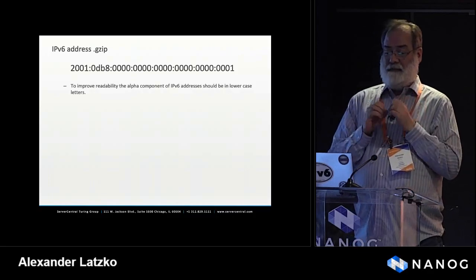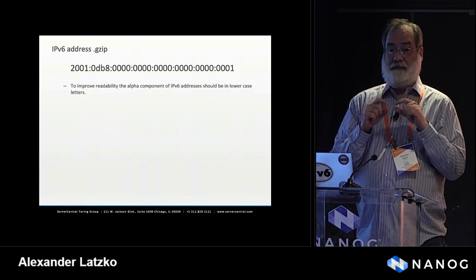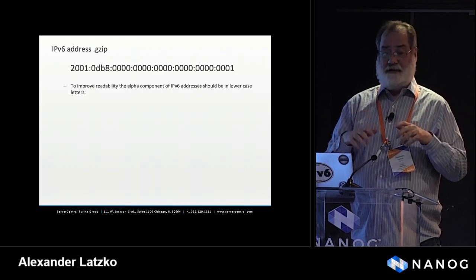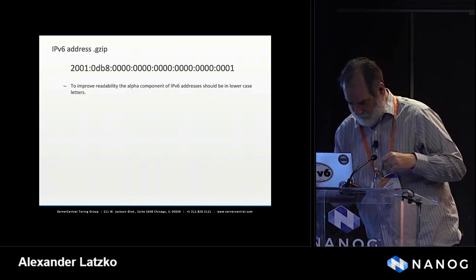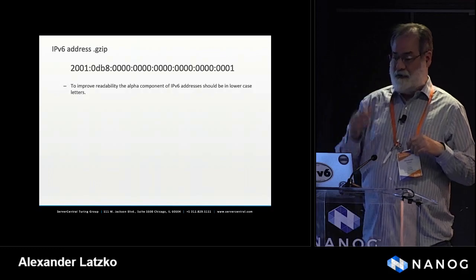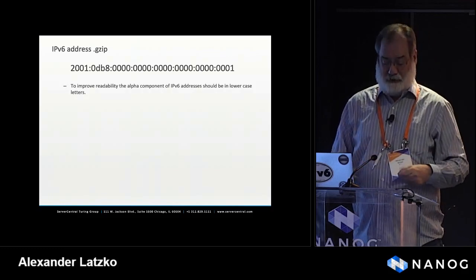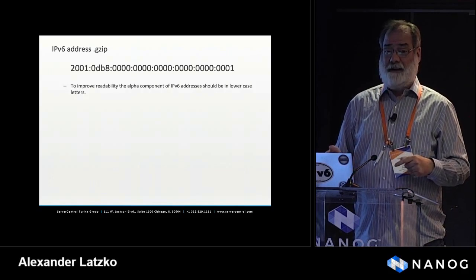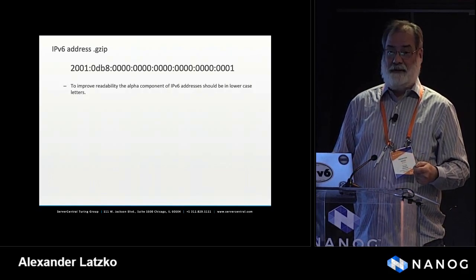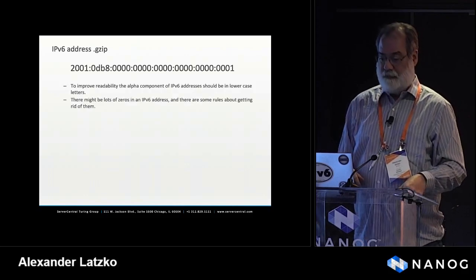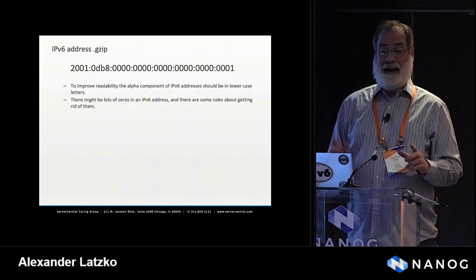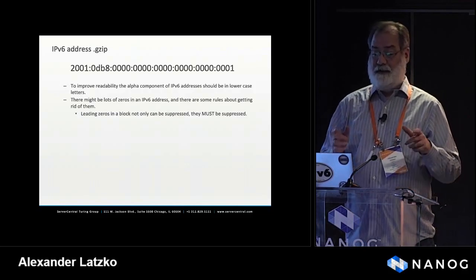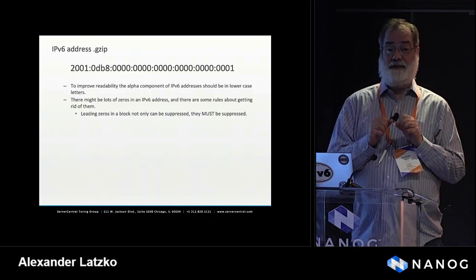So, in readability, all alphas in a v6 address are lowercased by definition. This is actually defined in an RFC, something, ask me later, or download the presentation, all the notes are in it. And you're probably going to want to download it because there are some charts in here that if you take pictures of them, they're not going to look very good, but they'll be great in the PowerPoint. There are lots of zeros. We can get rid of them, and there are rules about getting rid of them. Leading zeros in a block can only be suppressed, they must be suppressed.